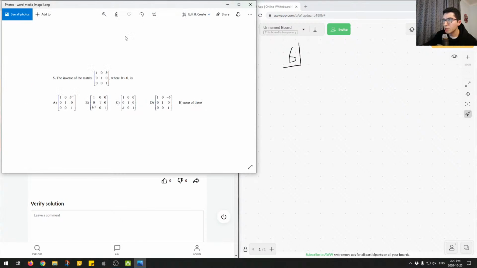So the image is as follows. This is the question that we're asked. The inverse of the matrix as follows, where b is greater than 0, is one of these answers. So here, the inverse of the matrix 1 0 0, 0 1 0, b 0 1, where b is greater than 0.